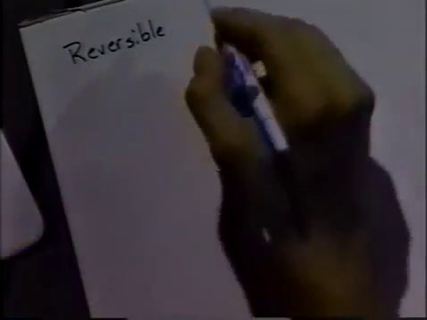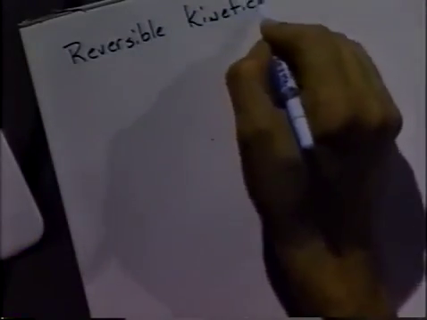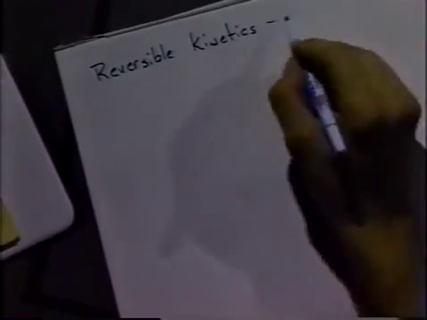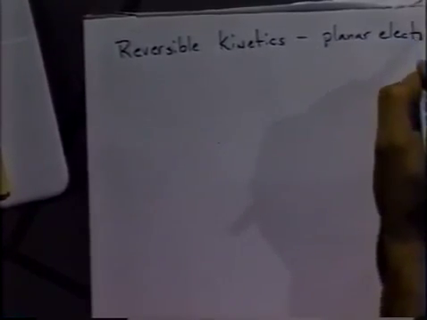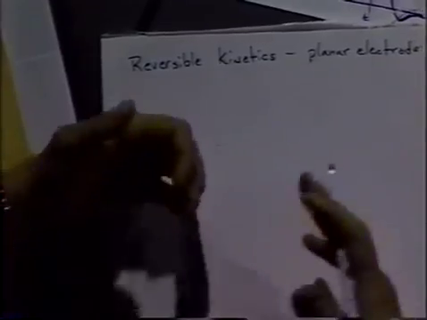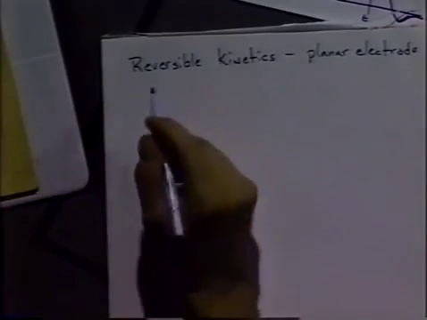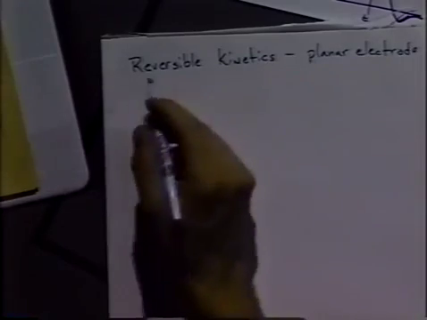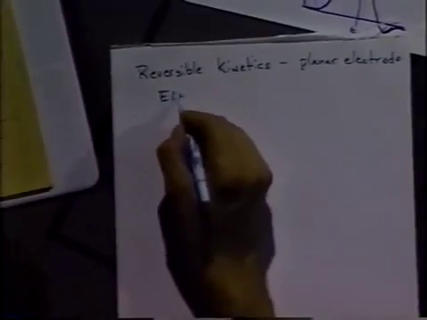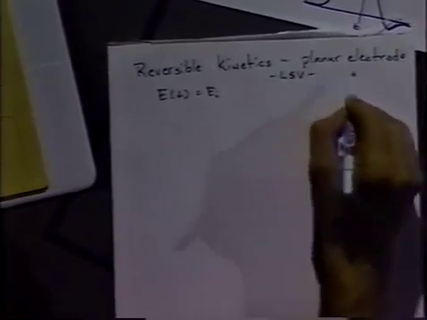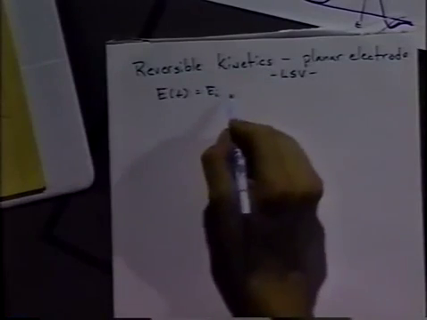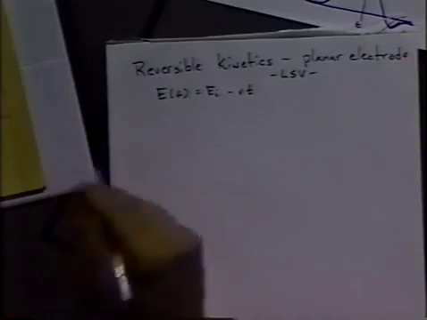Okay. Well, let's first of all look at what happens when we have reversible kinetics at a planar electrode. And these are all going to be diffusional-based planar electrode results. We'll talk about what happens differently later. Again, the potential E versus time is equal to the initial potential, and these are LSV results. Let's talk about LSV results first. E initial minus vt.